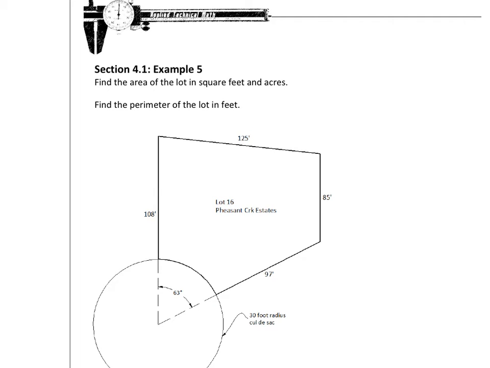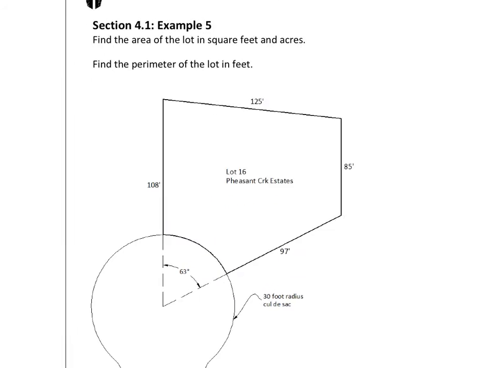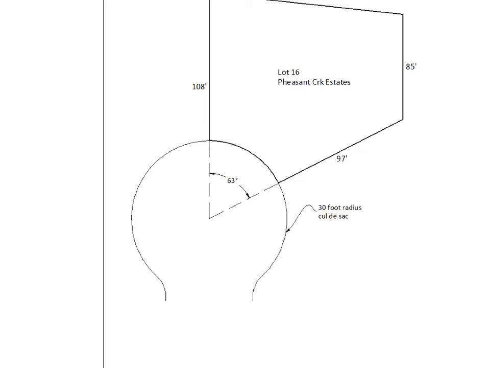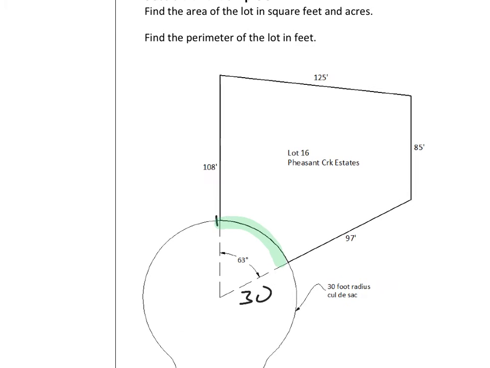Okay, so we've got this round cul-de-sac. Funny little word there, all right? And so it's a circle. It's a 30-foot radius, okay? So we know we got this 30-foot radius. So we're going to need to find the length of this arc right here, this partial circle. And then we're going to need to find the area of this inside bit, okay? So we'll do that in a moment.